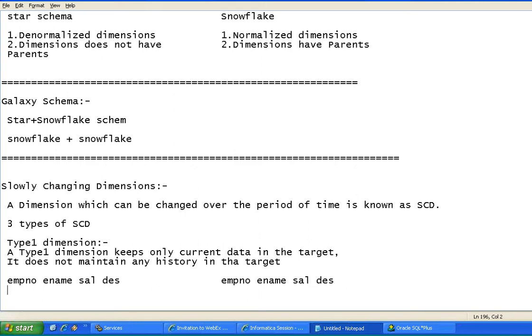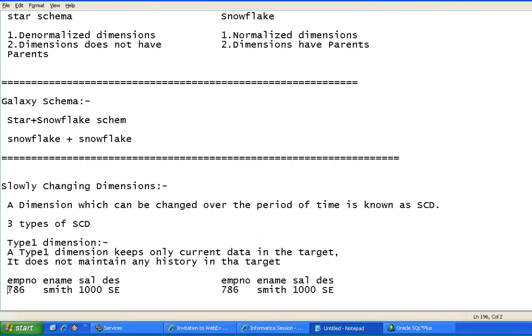Let us think employee number 786. His name is something like Smith, salary 1000, designation software engineer. So the same columns will be moved to the target as well: 786, name Smith, salary 1000, designation software engineer. So this is called a type 1 dimension.